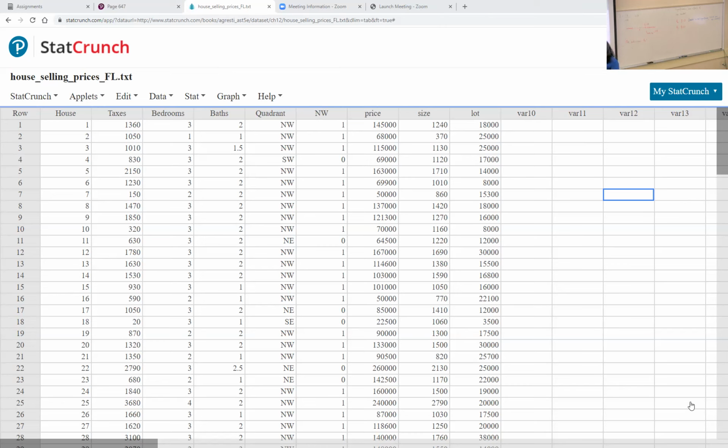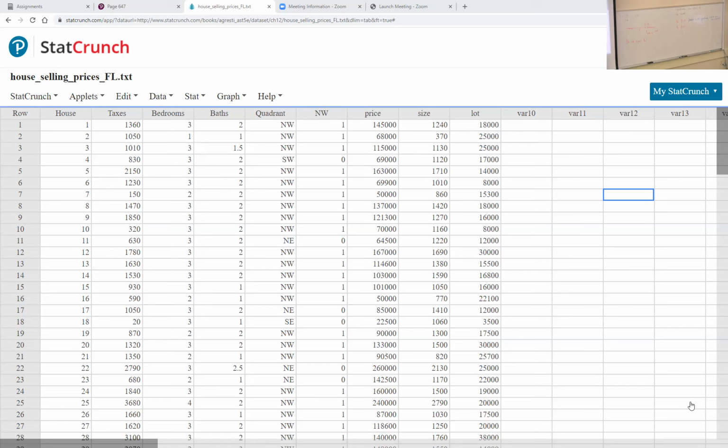Louder. It depends on all the qualities of the house. Okay, which are? The bathrooms, bedrooms, size, the lot, taxes. So price depends on size, lot size, bathrooms, bedrooms, taxes, all of this. So there are 6 independent variables. There are 6 predictors.